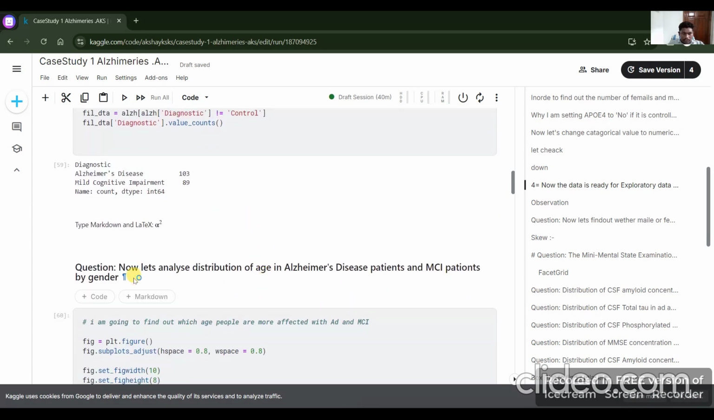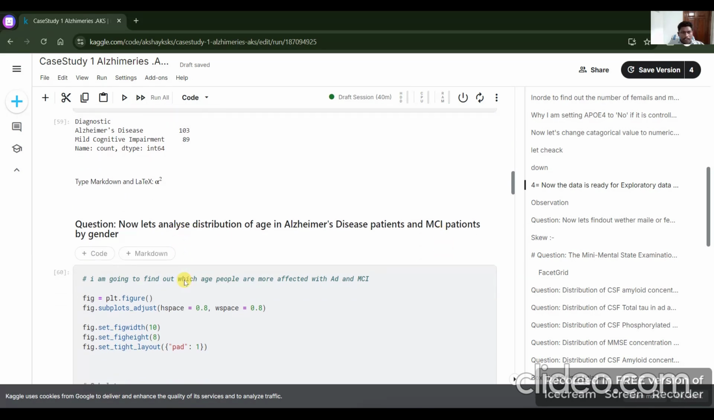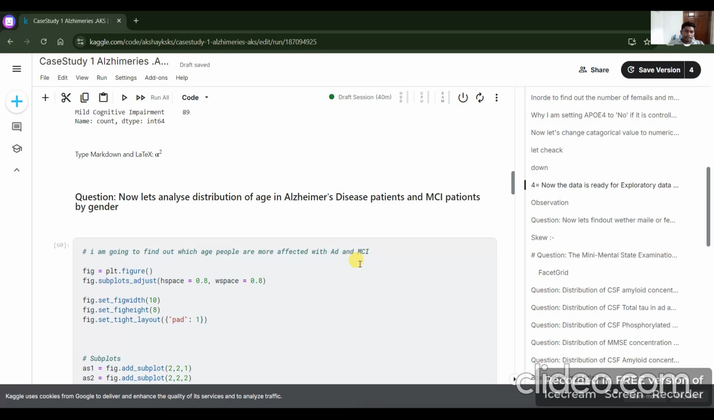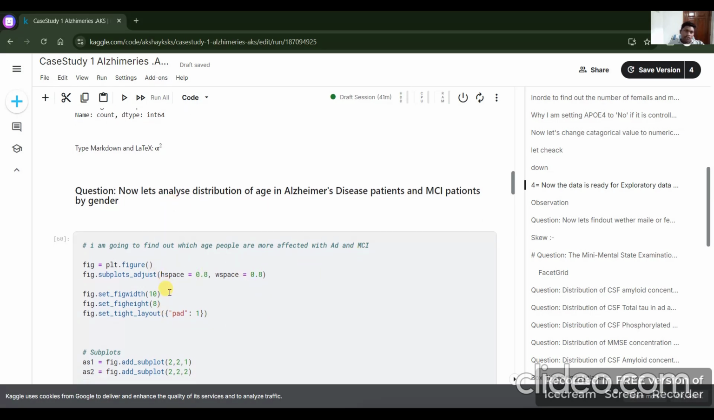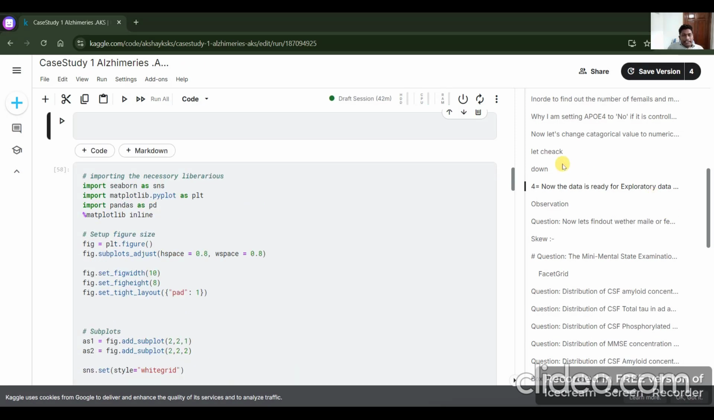And then the next question: now let's analyze the distribution of age of Alzheimer's disease patients and MCI patients by gender. We are going to find out which age groups are more affected with AD and MCI. AD, Alzheimer's disease, and MCI: we can find which people are more affected, first with a quick plot, figure, subplot.